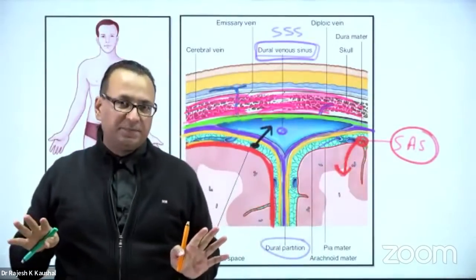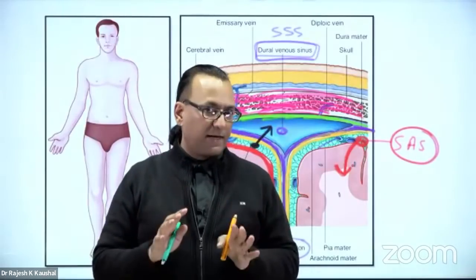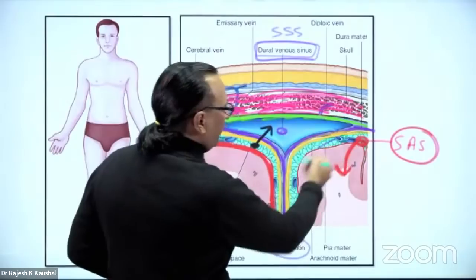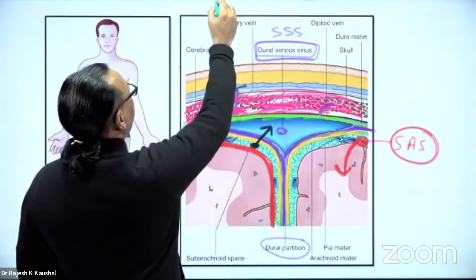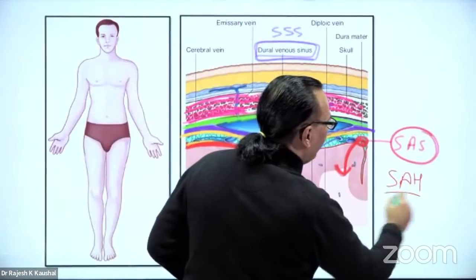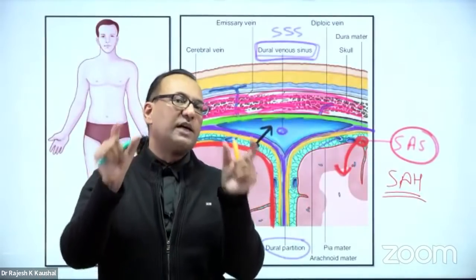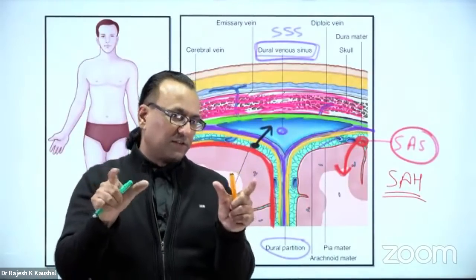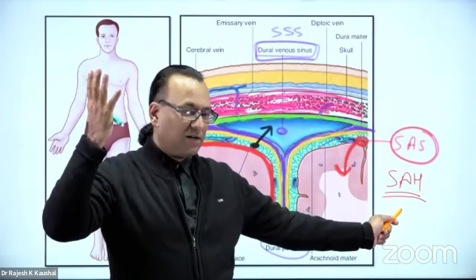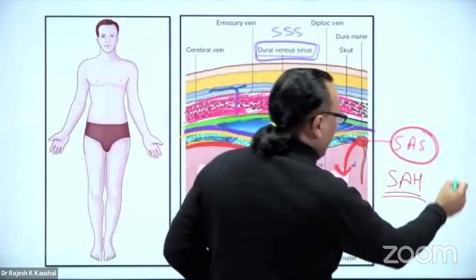Sometimes they can bleed. Circle of Willis, berry aneurysm. If there is a circle of Willis berry aneurysm rupture, where will the blood be? In the subarachnoid space. So this leads to what is called subarachnoid hemorrhage. Anterior communicating artery, berry aneurysm, rupture in the circle of Willis, subarachnoid space bleed, thunderclap headache, young adult, all those things. So this is number one, subarachnoid hemorrhage.